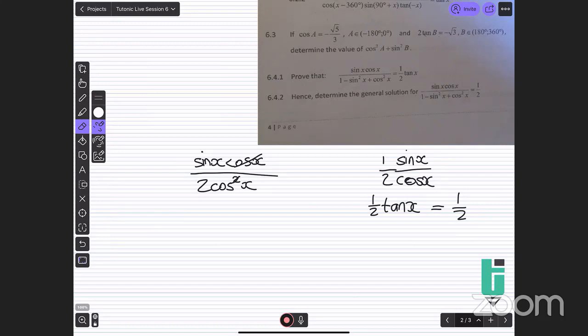Okay, so half tan x equals half. So tan x equals 1, because you can't have anything before the ratio. And then the reference angle is equal to 45. And then you say tan is positive in the first and the third quadrants. So x equals 45 plus k times 180, where k is an element of Z.